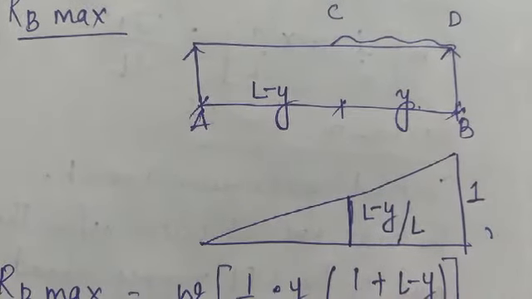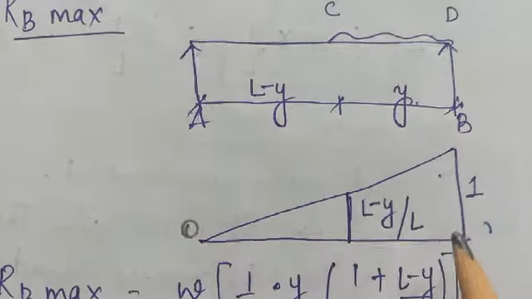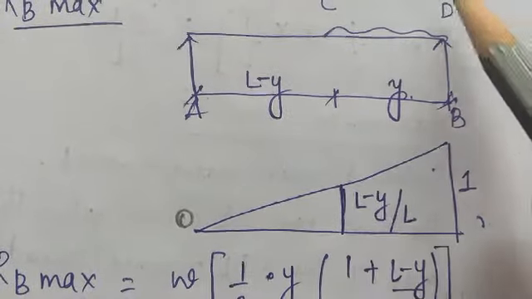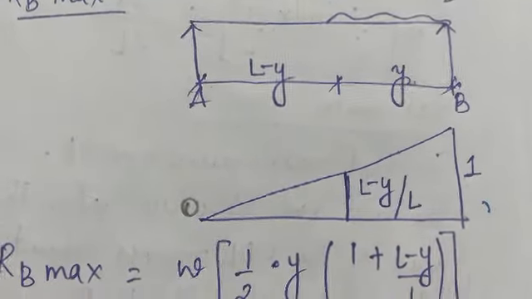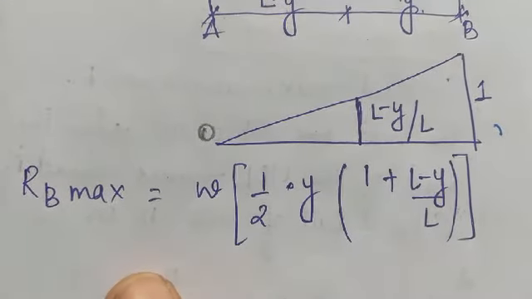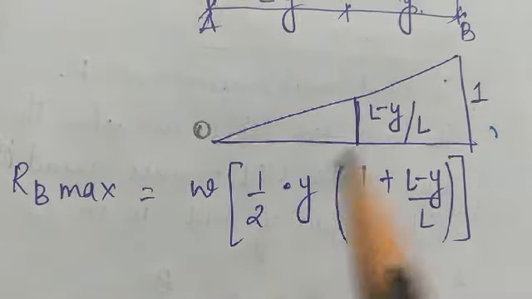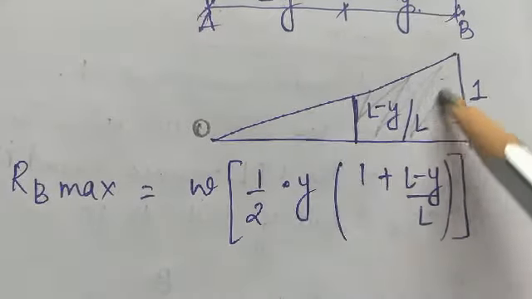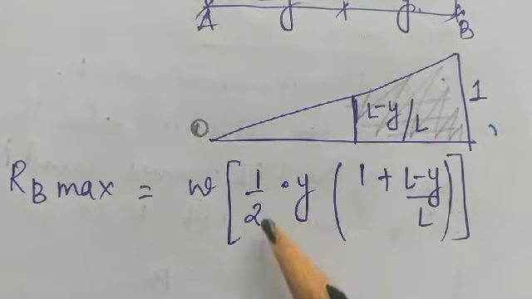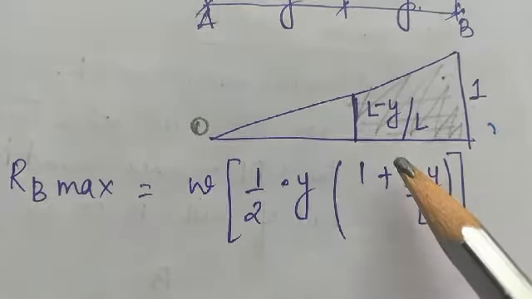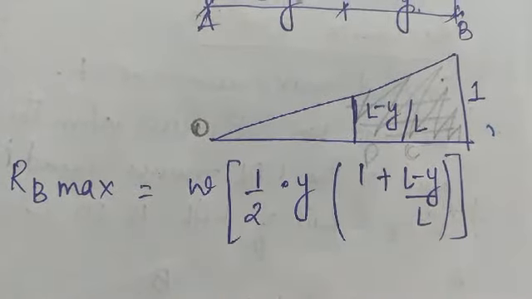Next, if I draw the influence line diagram, this is the influence line diagram for RB. The ordinate at B is 1, that is nothing but the ordinate for D, and the ordinate at C can be calculated using the influence line diagram. So therefore RB max is equal to what? Load multiplied by the influence line diagram ordinates. Since it is a UDL, it is the area under the UDL, the area of this portion, that is half base into the ordinate of C and ordinate of D. This you will be getting as RB max.